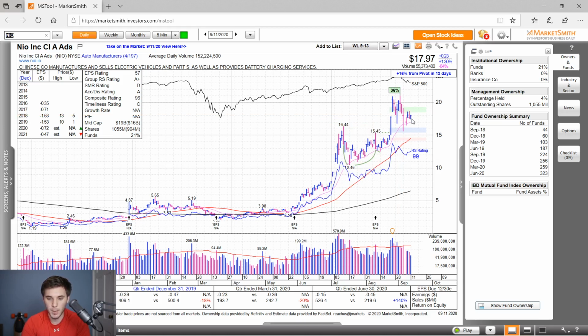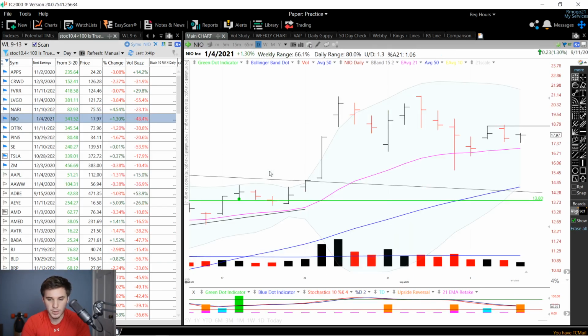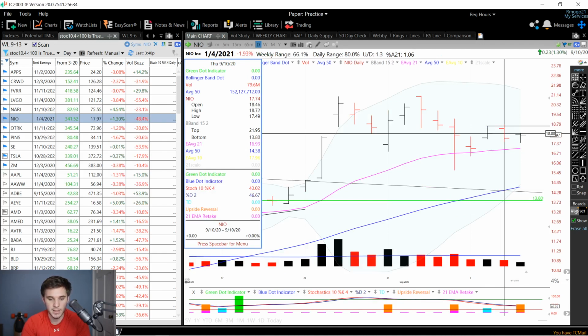And overall, it's tightening up really nicely, and the RS line is basing along with the price, and the overall RS rating is a very strong 99. And taking a look at the chart, you can see that I've highlighted this pivot right here and set an alert slightly below it at about 1872.